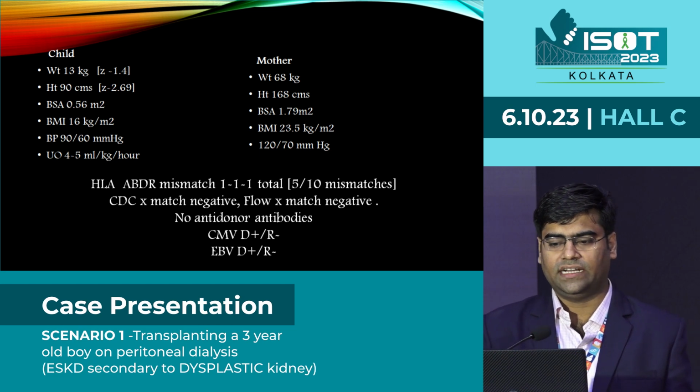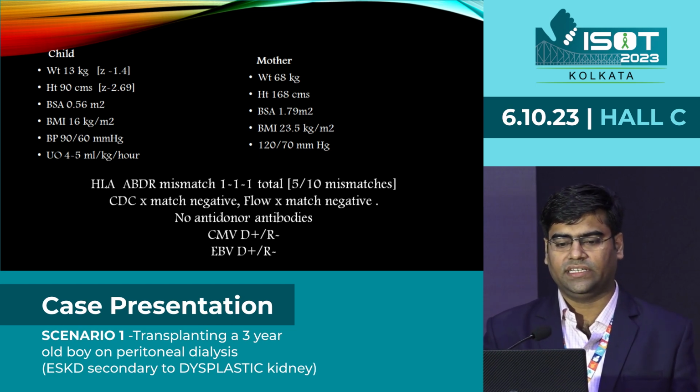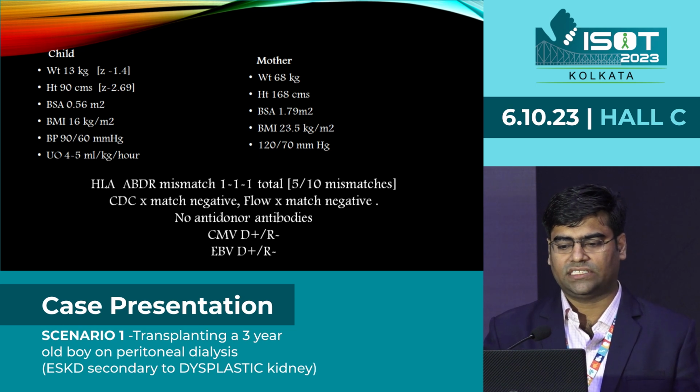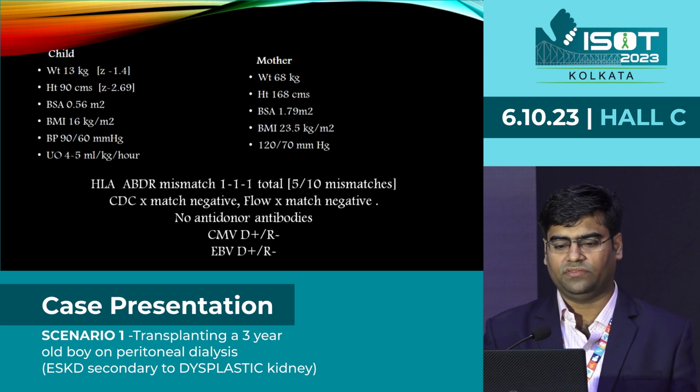The anthropometry of child and mother were compared. Weight of the child was 13 kg while the mother was 68 kg; height of the child was 90 cm. Body surface area of the child was 0.56 while the mother's was 1.79. BMI of the child was 16 and BMI of the mother was 23.5. Both were normotensive. Urine output of the child was 4 to 5 ml/kg per hour.